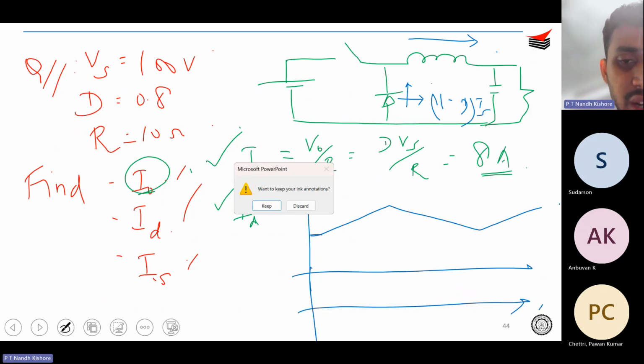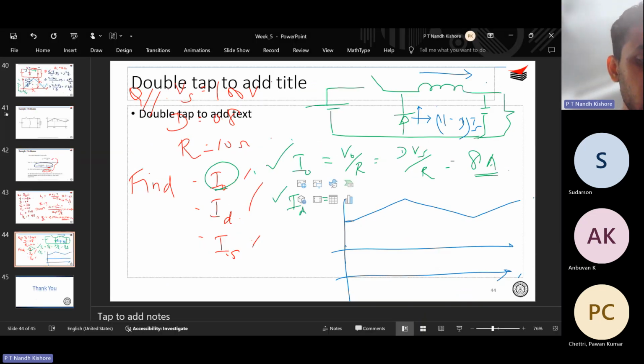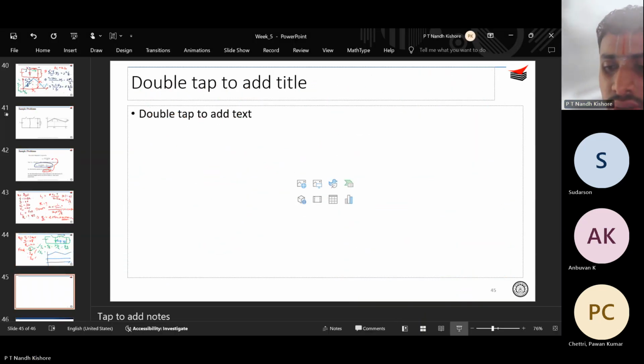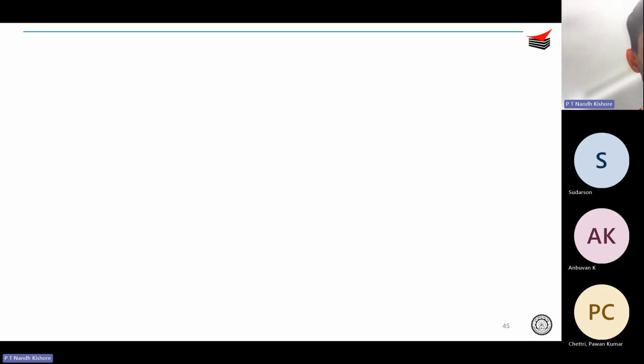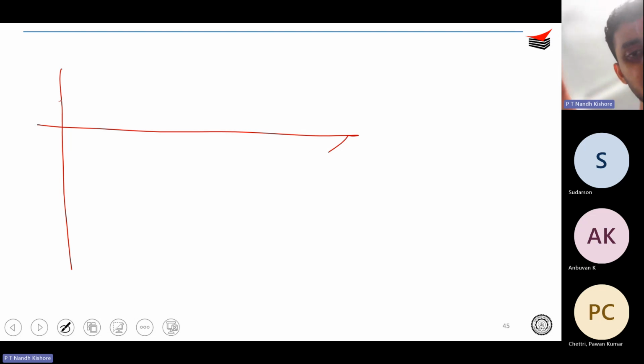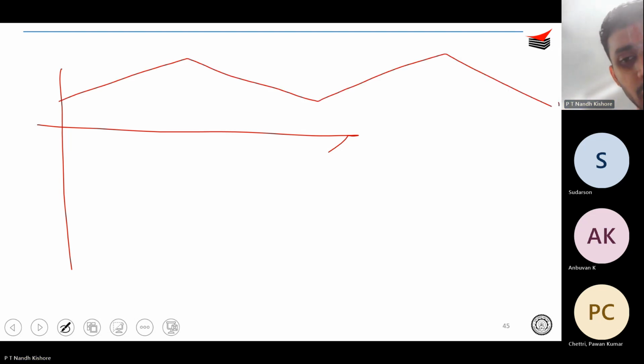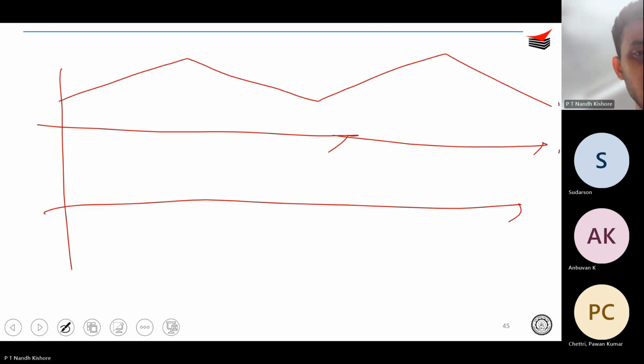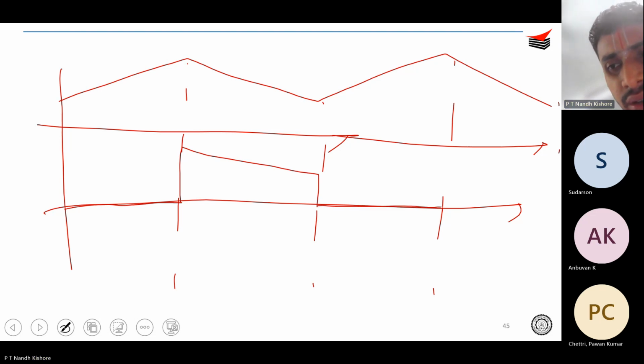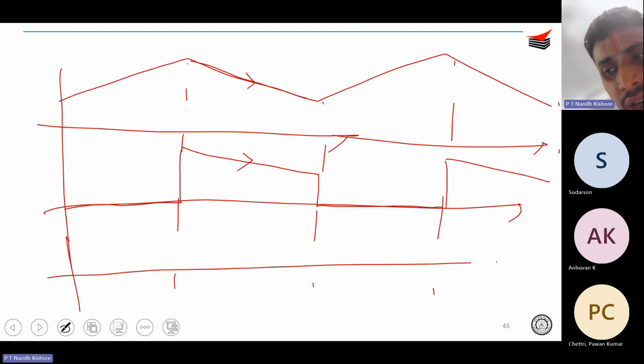Okay, just take a new slide. This is a very interesting question. So you have your inductor current as something like this. So what will be your diode current? Your diode will conduct only during the freewheeling period, right? Therefore, your diode current will be something like this. Correct? During the freewheeling period, it will flow.